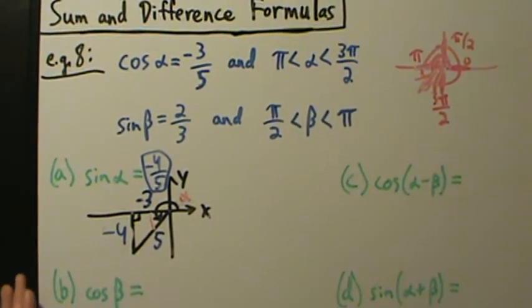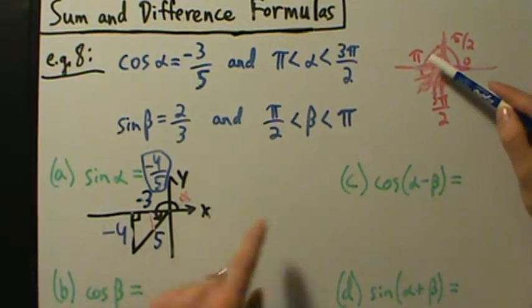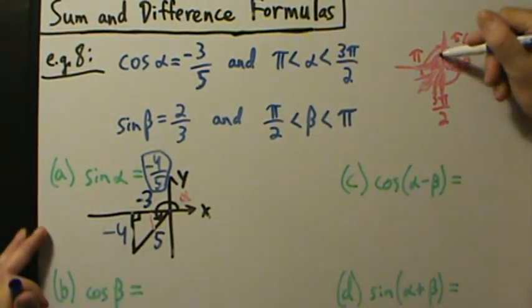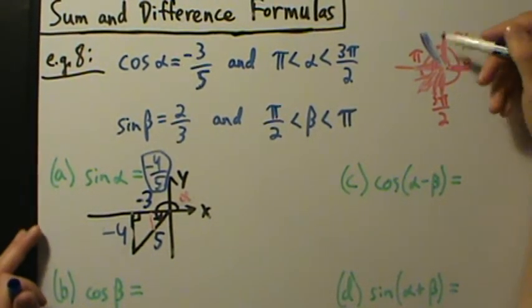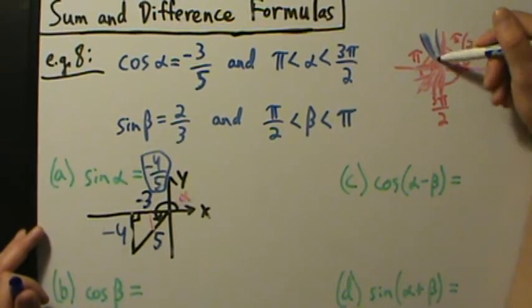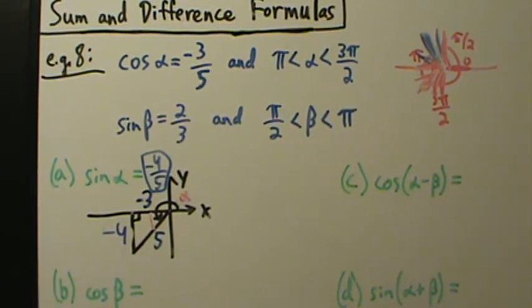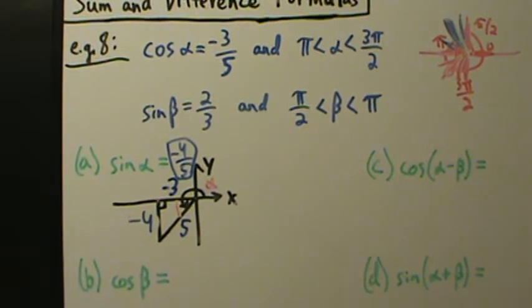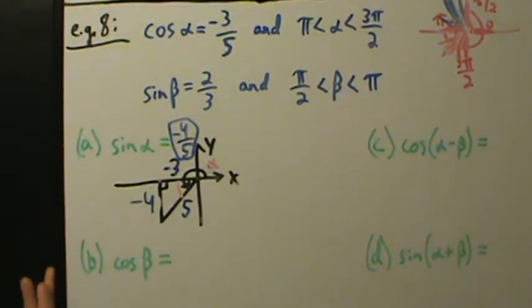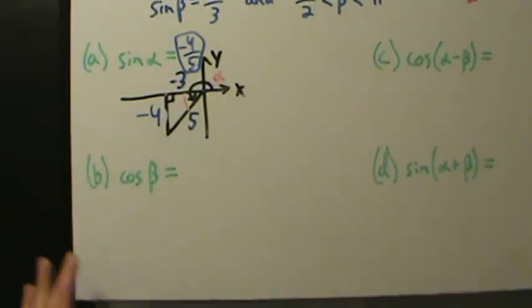away. Well, if here's pi over 2, here's pi, so if beta is between pi over 2 and pi, then beta is somewhere up here in the second quadrant. Okay, where in the second quadrant? Is it over here? Is it somewhere in here? Is it over here? It doesn't really matter. We don't know. We don't care. All we care about is that beta is in the second quadrant. Okay. So let's go ahead and set up our reference triangle.